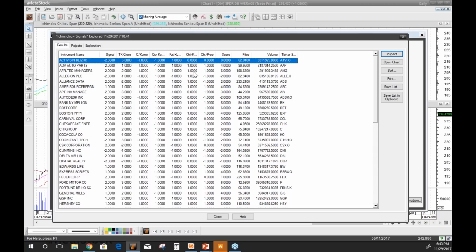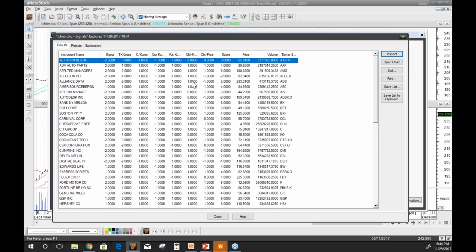However, you'll see that we can get a signal like this where we've got a cross that's positive, a close-to-cloud relationship that's also positive, a current cloud direction positive, future cloud direction positive, Chikou Span-cloud relationship positive, and Chikou Span-price positive. We now have a score of 6, which is as high as you can get if you're looking for a long position. Or you can go as far as -6 for short positions. So those are a lot of things I'm looking at. I personally look for 4s to 6s, or -4s to -6s if I'm looking for shorts.